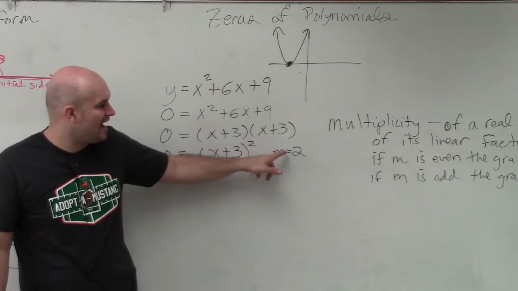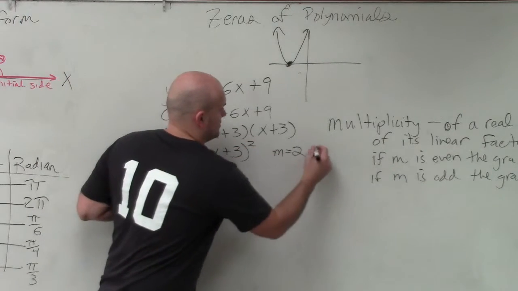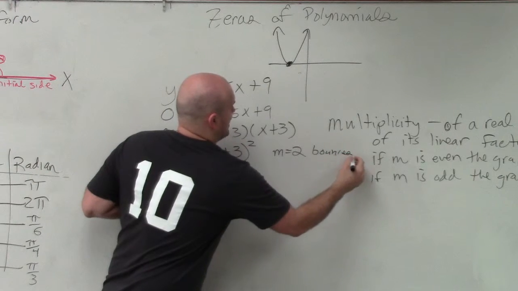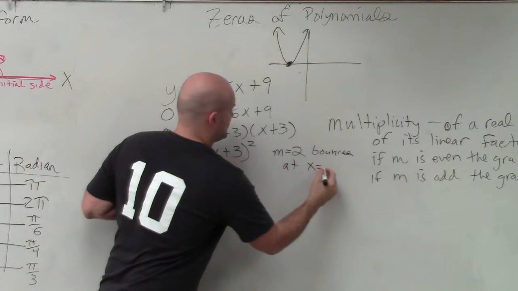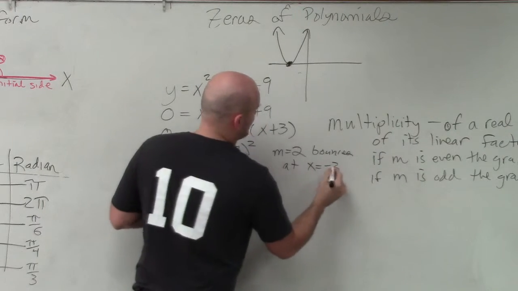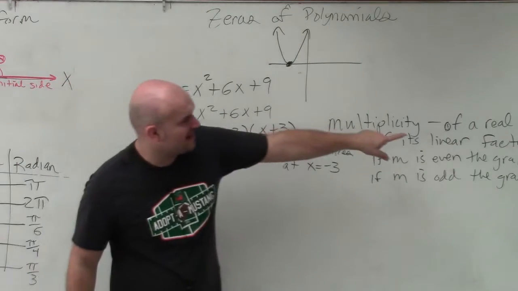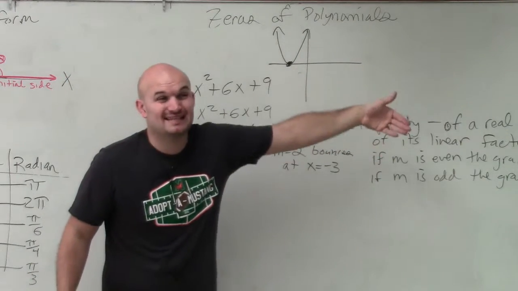It tells you the graph bounces at x equals negative 3, so that'd be at negative 3. Let me explain why I got negative 3. Again, that's x minus a, so you got to take the opposite of it.